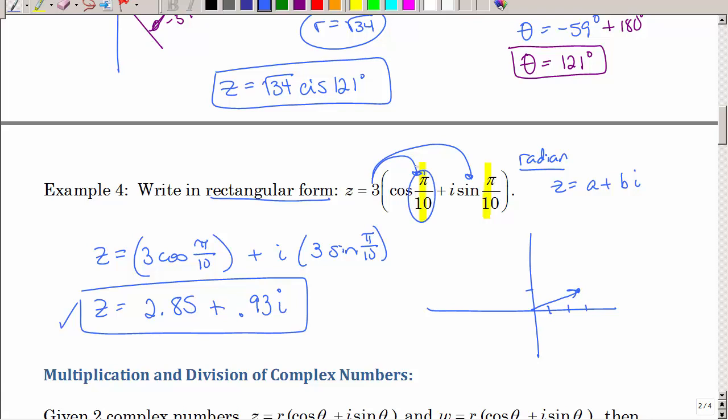Well, where's pi over 10? I know, no one thinks in radians, but if we change pi over 10 to degrees, we would multiply by 180 over pi. That's the conversion. And so that is 18 degrees. Does that look about 18 degrees? Yes, it does. So just to kind of give you a visual representation. But this is all you had to do to go from polar to rectangular, just the distributive property.